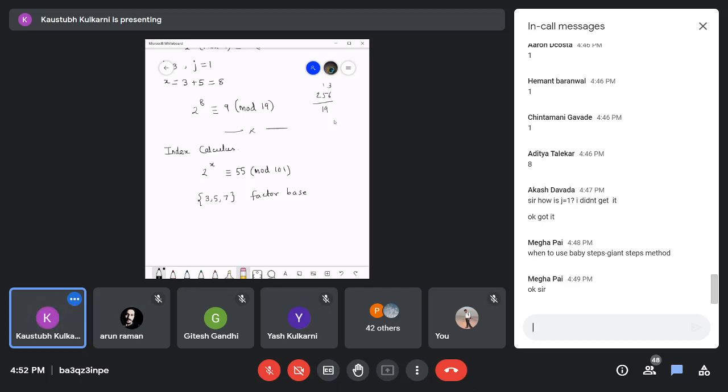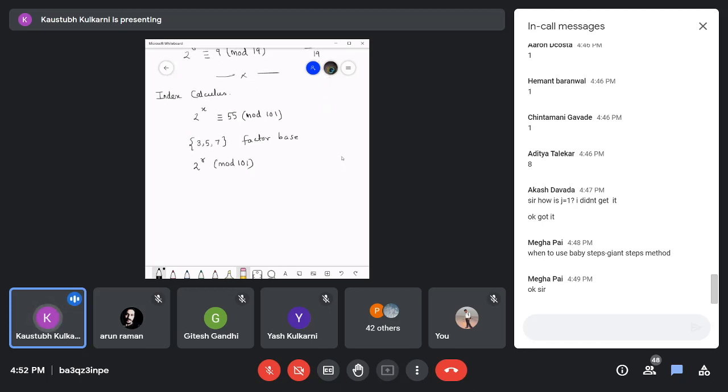What we do now is we choose some random values, and we calculate 2 raised to r mod 101, where r are some random values. We'll take any five random values. Let's say 2 raised to 7. So 2 raised to 7 is 128, mod 101 is 27. It is congruent to 27.